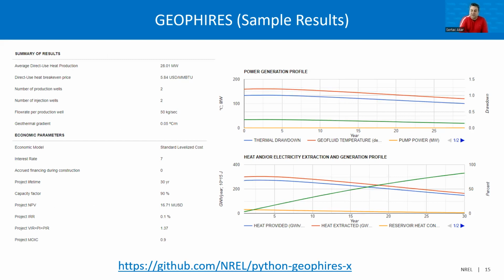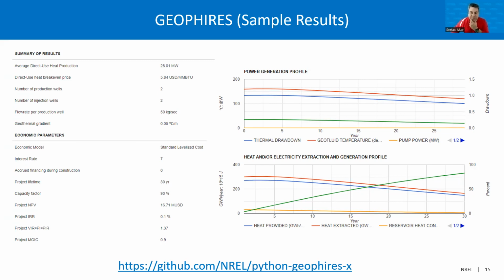So how does GEOPHIRES look like? There are different user interfaces. It's built in Python and public and open source. You can download it from a GitHub server and modify it based on your needs, or you can use the web version, which is more basic. If you are using GEOPHIRES for, let's say, more simple projects, the web version may help. Otherwise, if you are an expert user, you can just use the Python version and modify the code based on your needs.